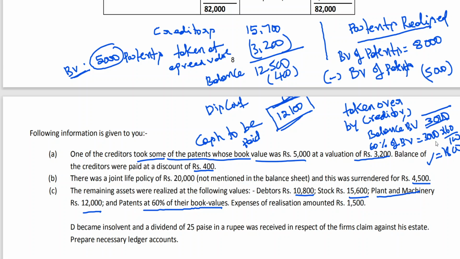So what is the value of patents realized? 1,800. What is the amount to be paid towards creditors? 12,100. No need to write the entry for patents taken over by creditors. Is this clear? No need to write any entry for patents taken by creditors because it is automatically adjusted.